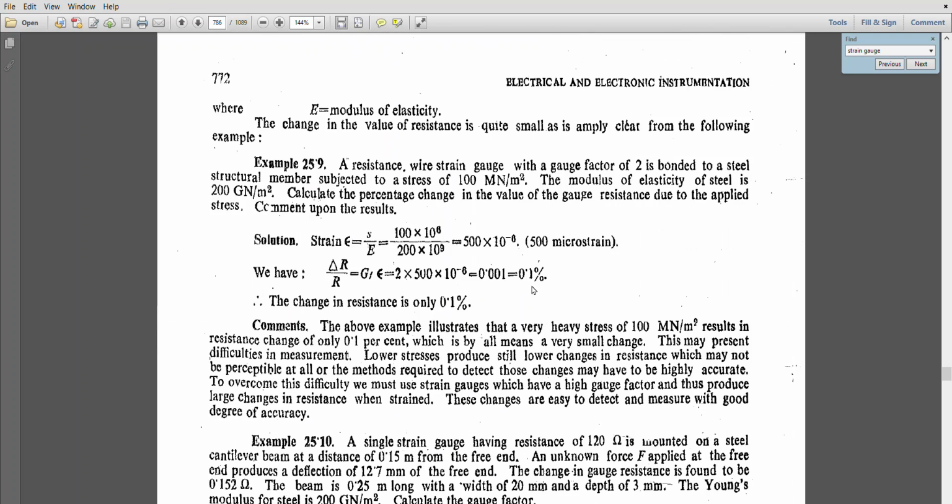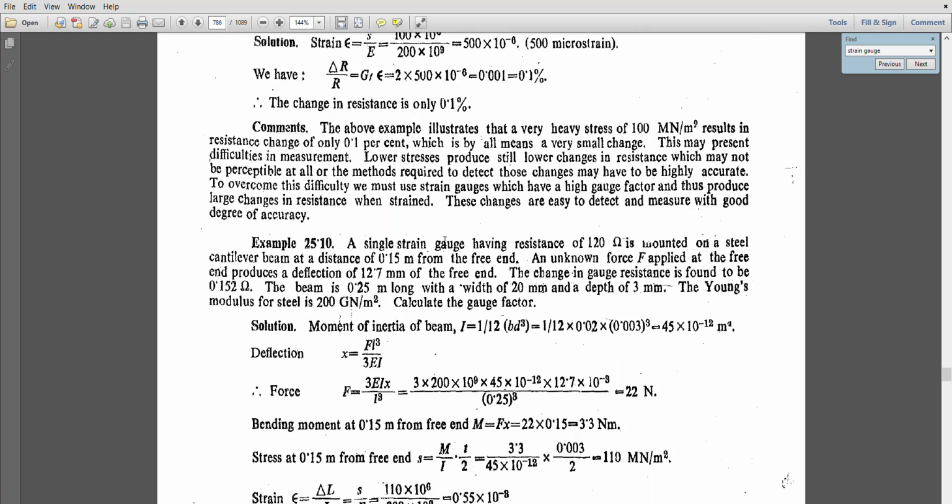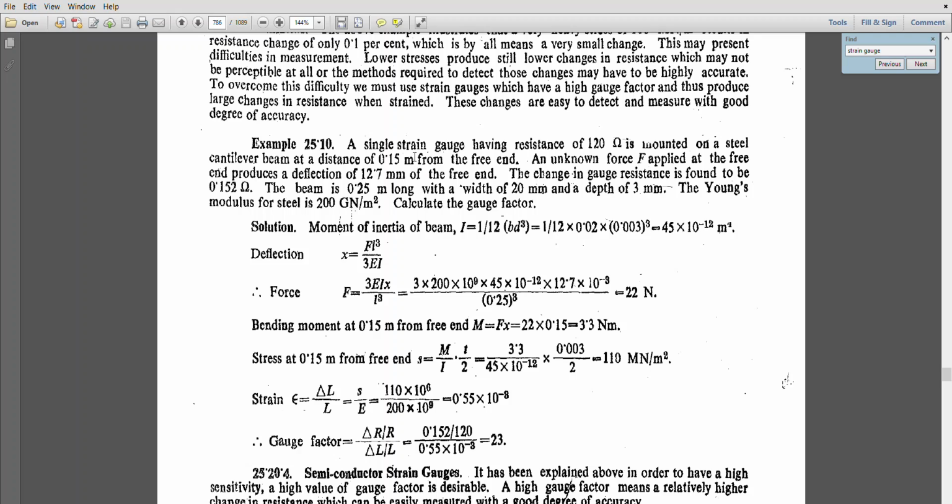Okay, there is another question that might also come, something like this. A single strain gauge having a resistance of 120 ohm is mounted on a steel cantilever beam at a distance of 0.15 meters from the free end. An unknown force F is applied at the free end and produces a deflection of 12.7 mm at the free end. Change in the gauge resistance is found to be 0.152 ohms. The beam is 0.25 meters long with a width of 20 and depth of 3. The Young's modulus is 200 giganewtons per meter square.